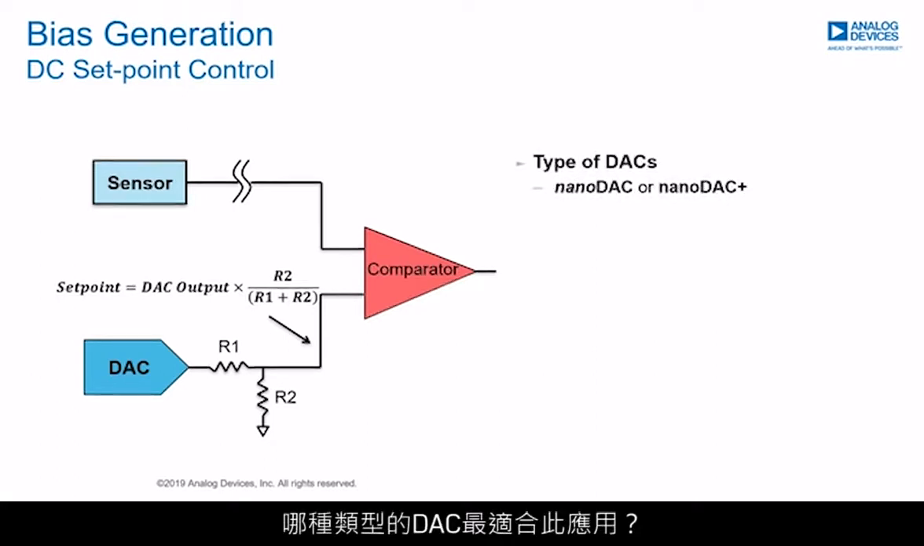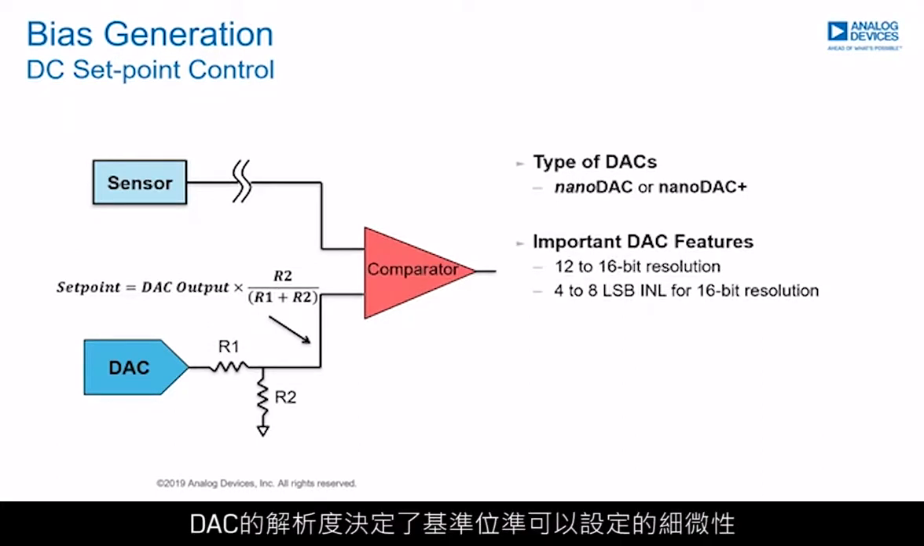So what type of DAC is best suited to this application? The nano-DAC products are ideal candidates, being low voltage single supply DACs with a variety of resolutions, channel count, and interface options, making them easy to match to varying set point output needs. The nano-DAC family also includes integrated reference options, which will reduce the number of components needed, and the reference can also be used elsewhere in the circuit if required.